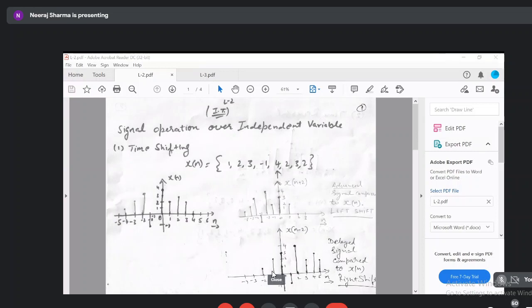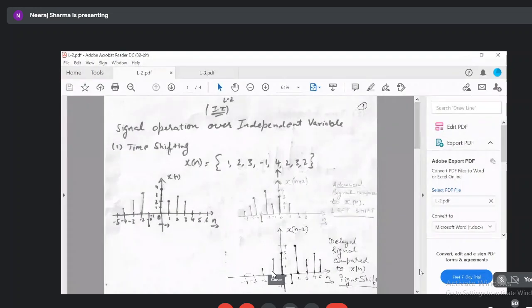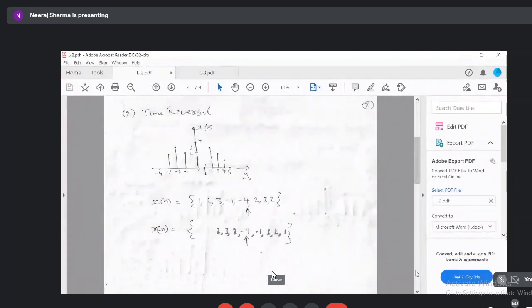So let us move to the second operation, which we did yesterday also, but for CT signals, time reversal. So it is quite easy, you must be able to understand. x of n is given to you and we have plotted the waveform, as we did in the previous case also. So this x of n is plotted here, that is x of n versus n, right? So this is the data sequence, that is x of n is equal to 1 2 3 -1 -4 2 3 2, and we have to do the time reversal operation.